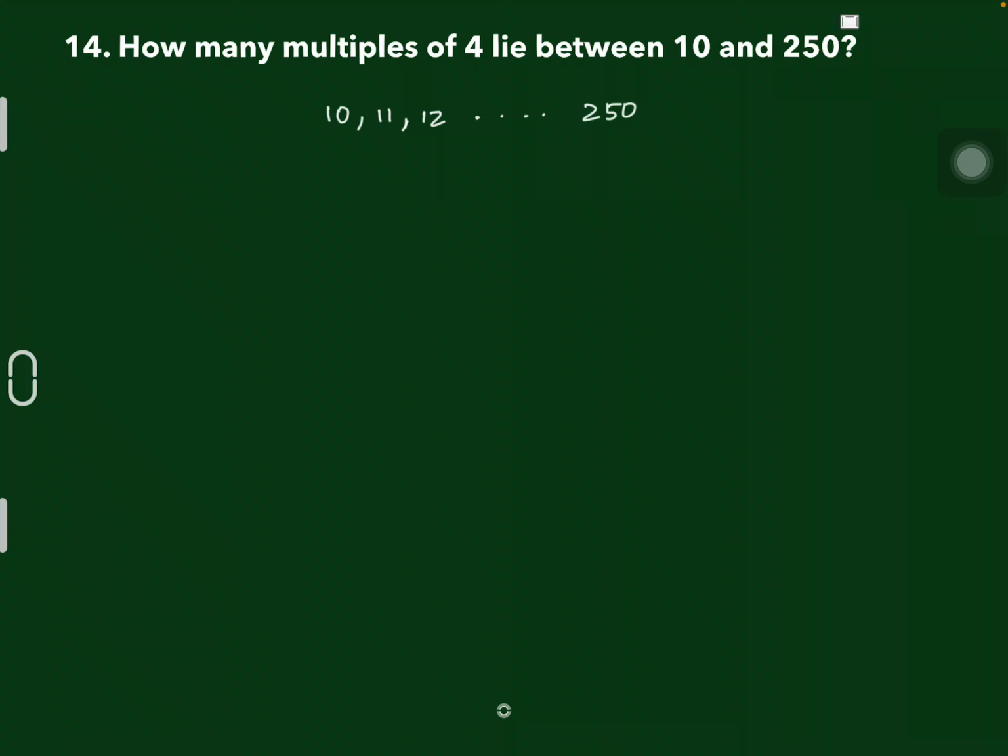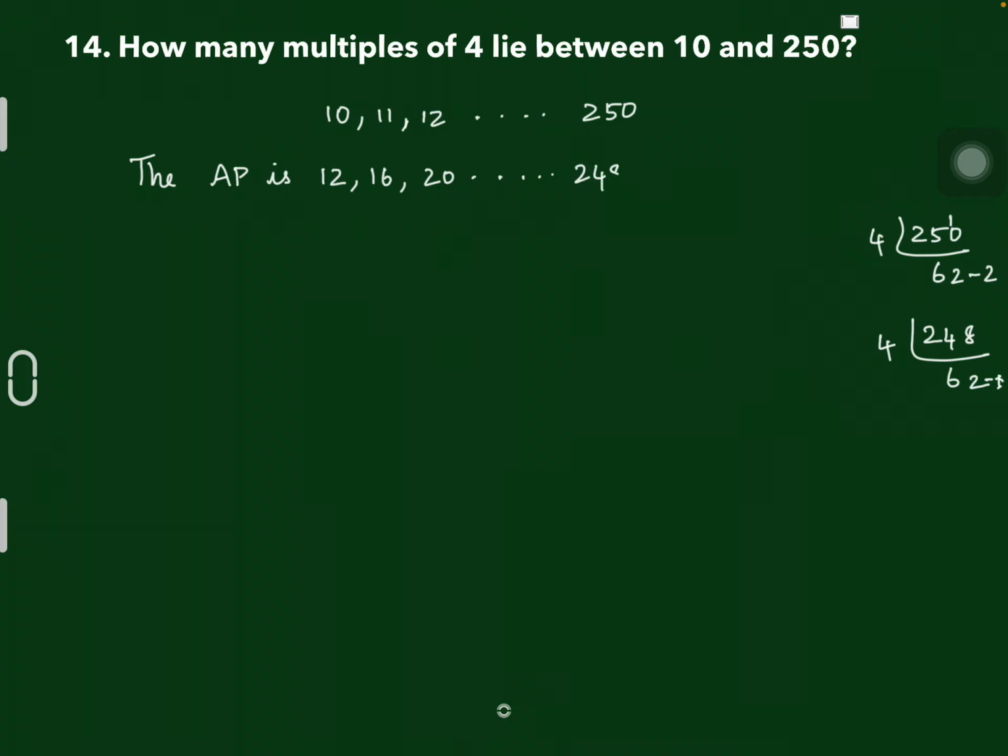You know, 10 is not divisible by 4, 11 is not, 12 is divisible by 4. So, the AP starts from 12, then 16, 20 etc. Is 250 divisible by 4? 4 6s are 24, 4 2s are 8, 2 remainder. So, take 248. When I try that, 4 6s are 24, 4 2s are 8, so the remainder is 0. So, the last number is 248.